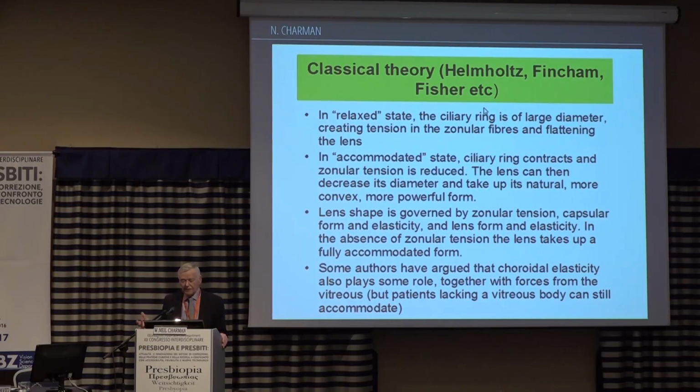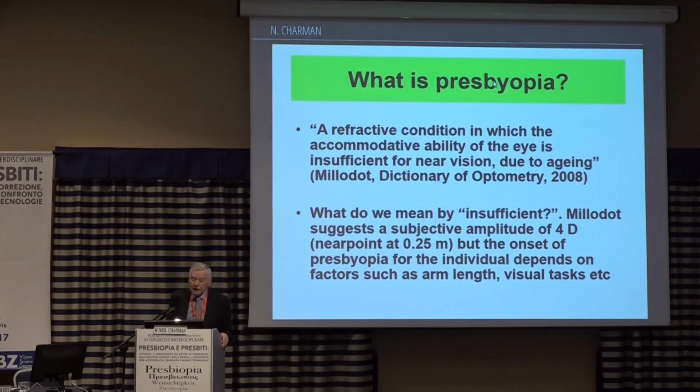The form of the lens is governed by zonular tension, the form and elasticity of the capsule, and the lens itself. And of course, the ciliary muscle and ciliary body don't exist in isolation, so there are other forces involved relating to the attachment of the ciliary muscle to the choroid and so on. And some have alleged the vitreous body may also play a role. Okay, well, that's the way we hope we'll be able to accommodate.